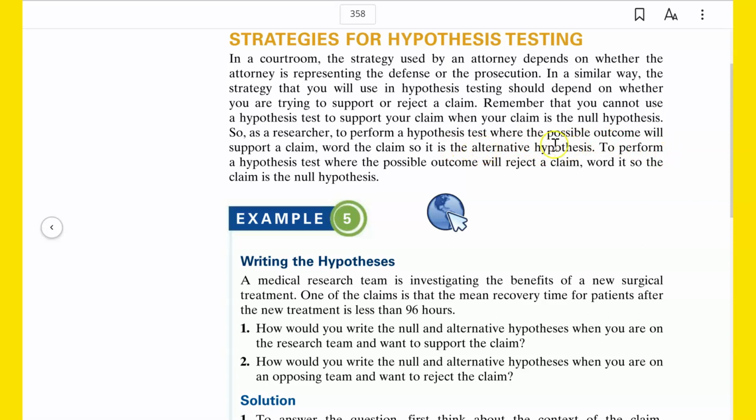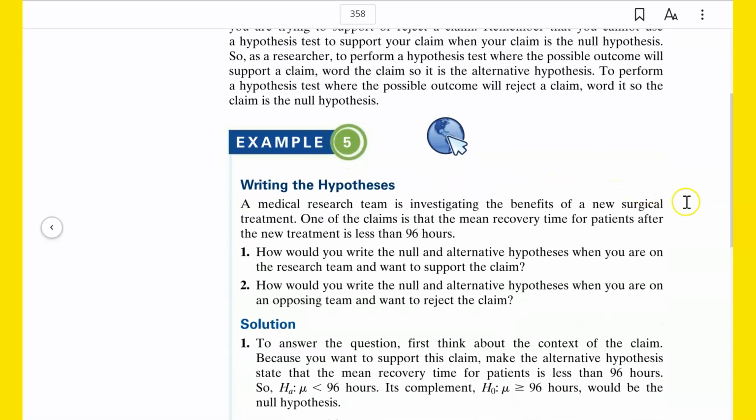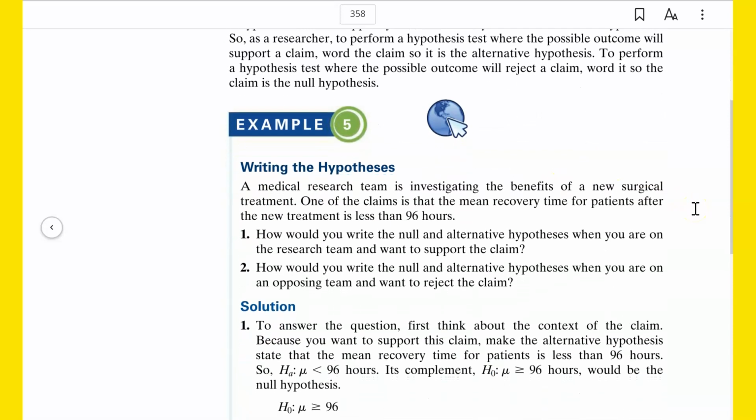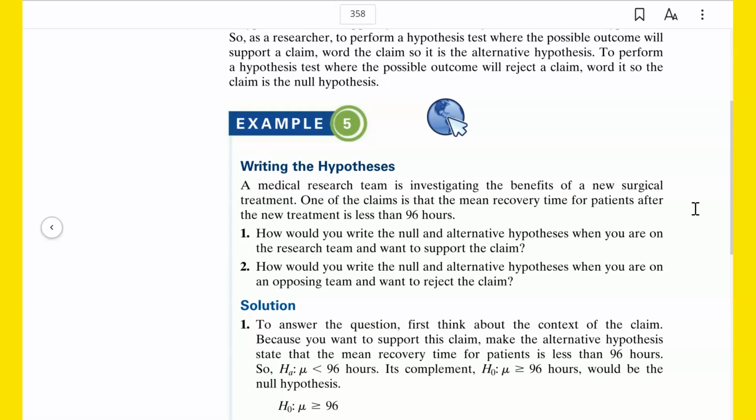So the alternative hypothesis, remember, does not need to have any equality in there. So that's important, whether you say less than or equal to, or just less than, or something like that. To perform a hypothesis test where the possible outcome will reject the claim, word it so that the claim is the null hypothesis. So you can word your hypotheses based on your goal, and make sure you word them with either less than or equal to, or just less than, or greater than or equal to, or just greater than, or equal to or not equal to, in the way that you want it.